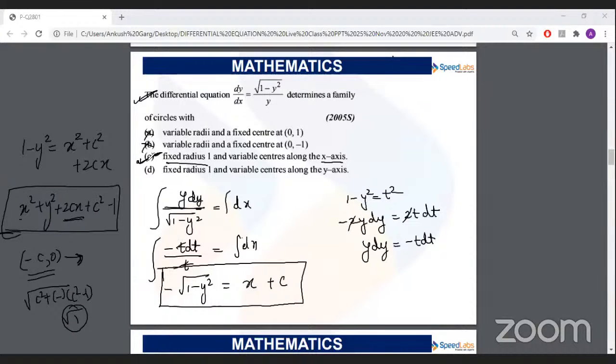The solution of this differential equation will give you a family of circles having radius fixed at 1, but the center is variable and it is along the x-axis, because the y coordinate of the center is 0. So the center can lie only along the x-axis. The question was very simple, but in the exam they have added a little bit of coordinate geometry over here also.